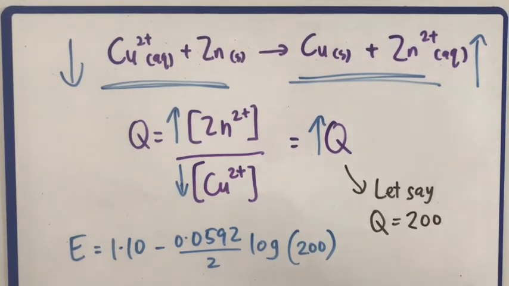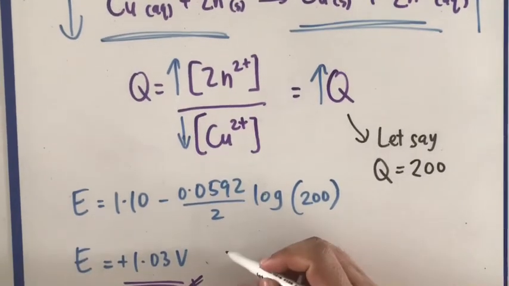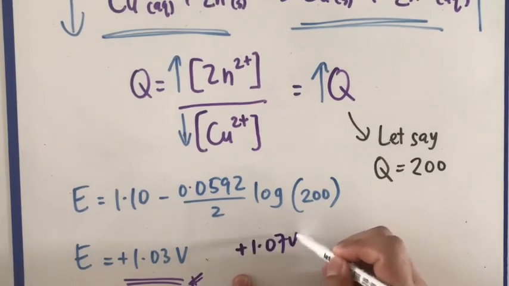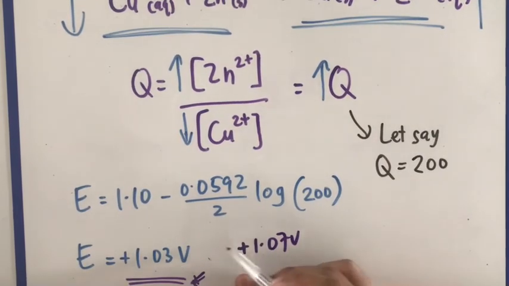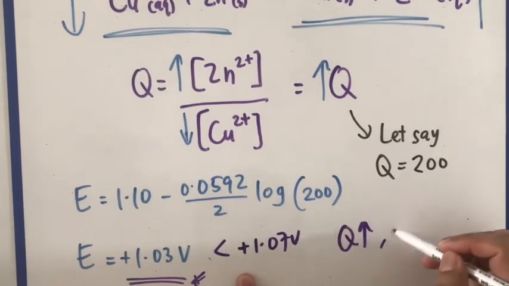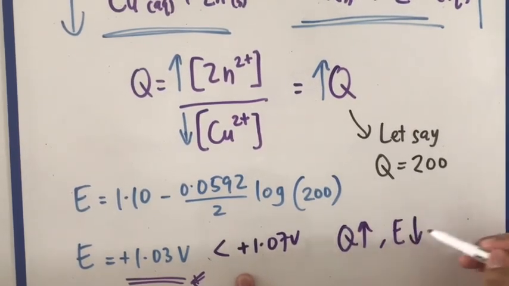What does this value mean? Comparing with the value from previously, where we had positive 1.07 volt, this one is less than that one. So this means that when Q is higher, the electrode potential is decreasing.